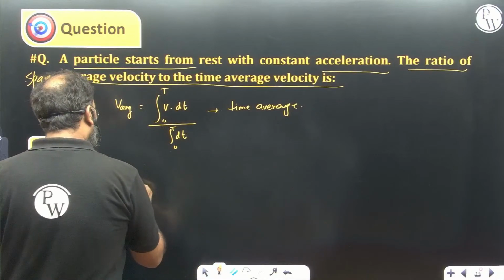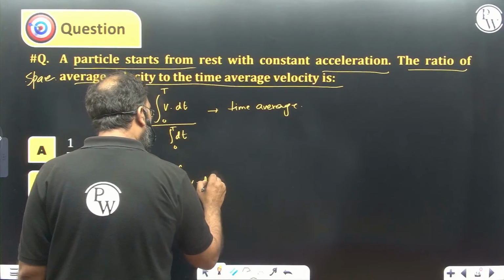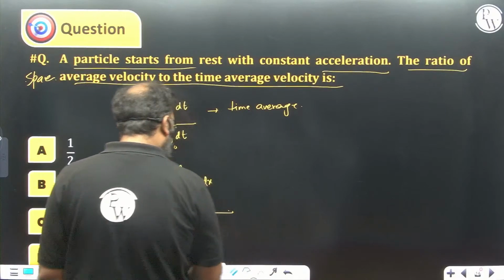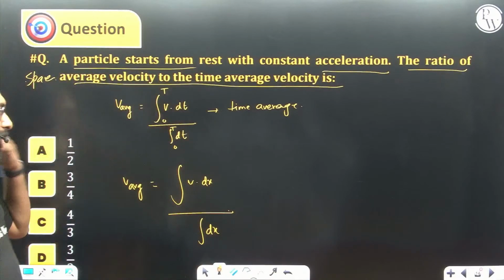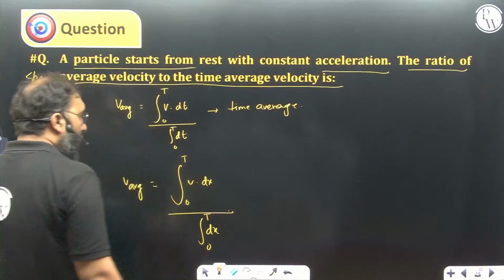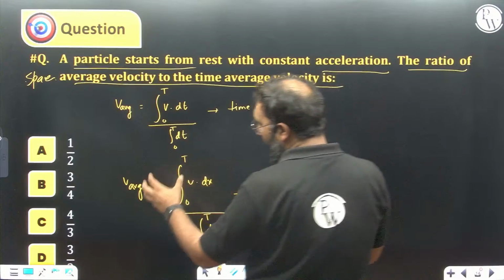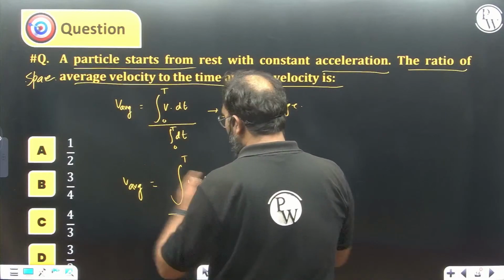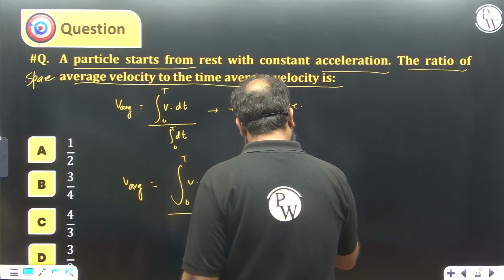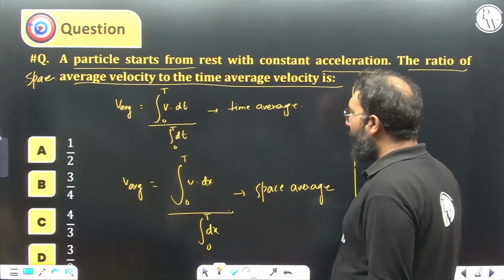And the space average is what? Integral V dx upon integral dx. And again, we have to find this between 0 to capital T, okay? So this is space average. I have averaged the velocity over a certain space or up to a certain displacement. So we'll calculate both the expressions and then we'll find out the ratio.